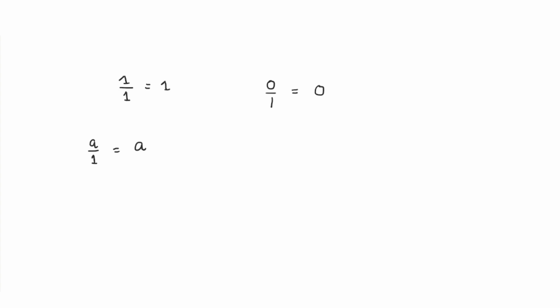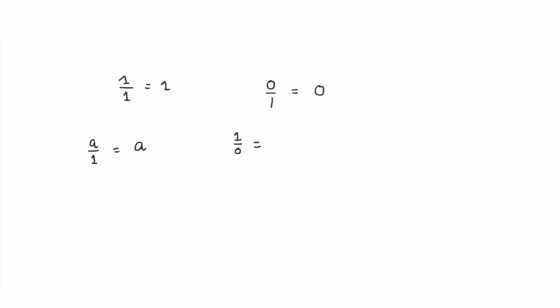What will happen when we divide some number by 0? Like this basic example, 1 divided by 0. What is this? So in mathematics we say that this is undefined, because we cannot define this number.